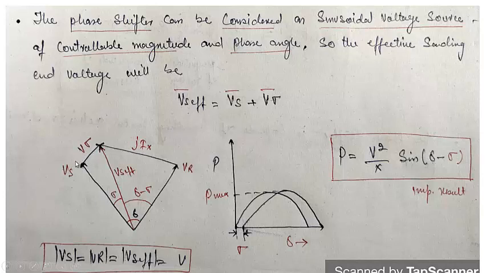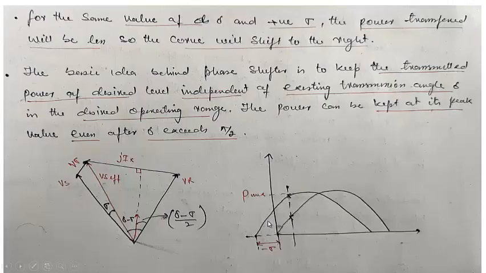This may be perpendicular to this. You will see that then Vs effective will be greater than this, or even this may be at an angle which is greater than 90 degrees to this. So by having a desired magnitude or phase angle of this V sigma, we can change its angle as well as its magnitude as well as its peak. So that's what this means, that we can make this desired power independent of existing transmission angle delta, and we can operate it in the desired operating range.